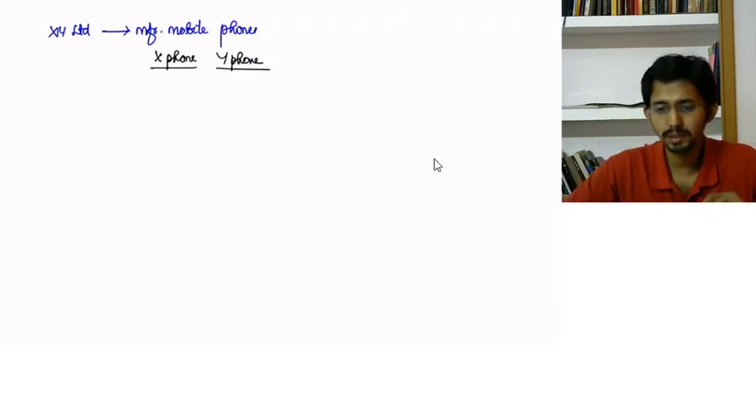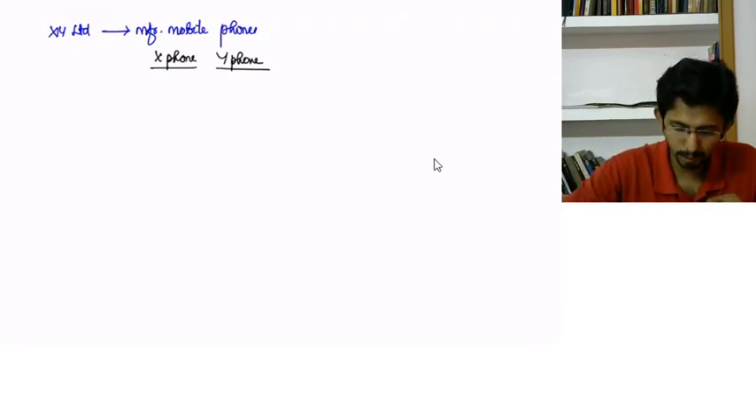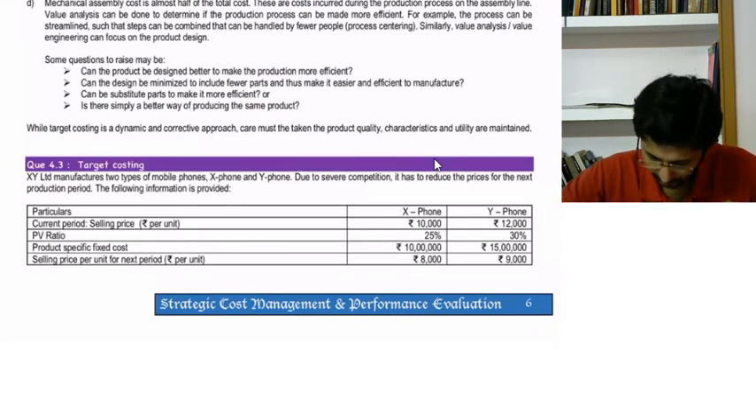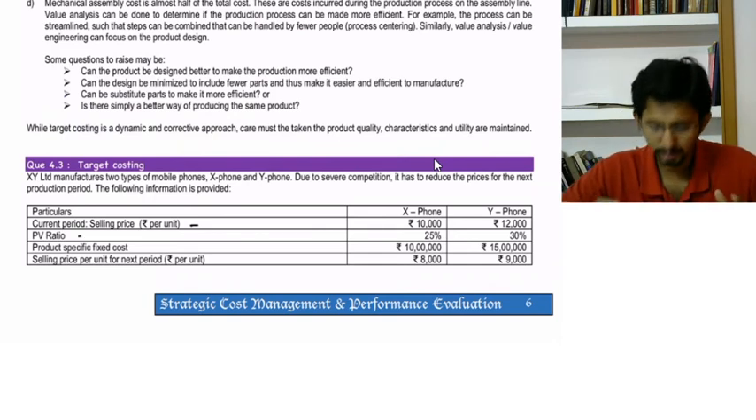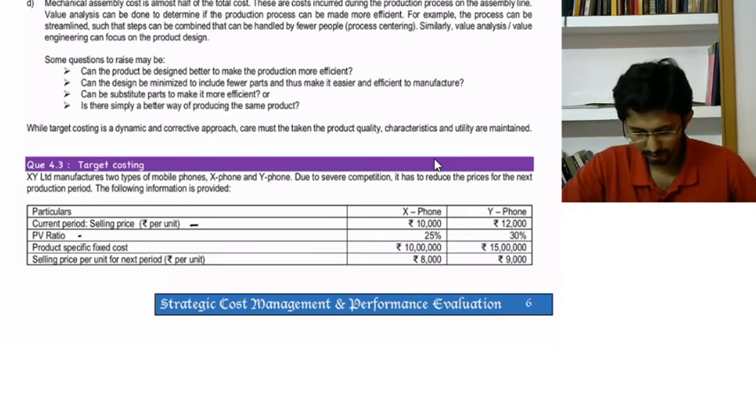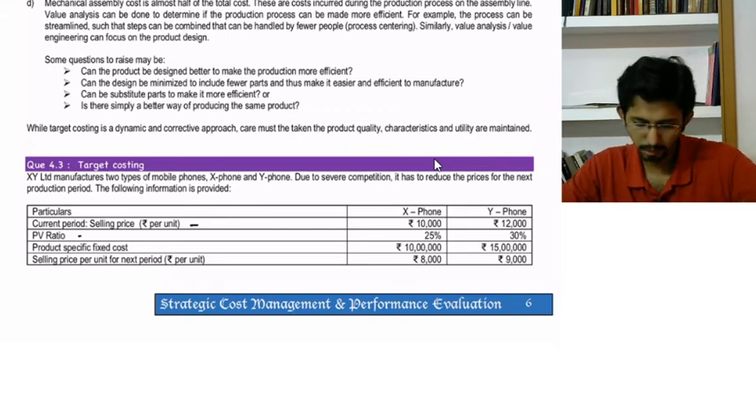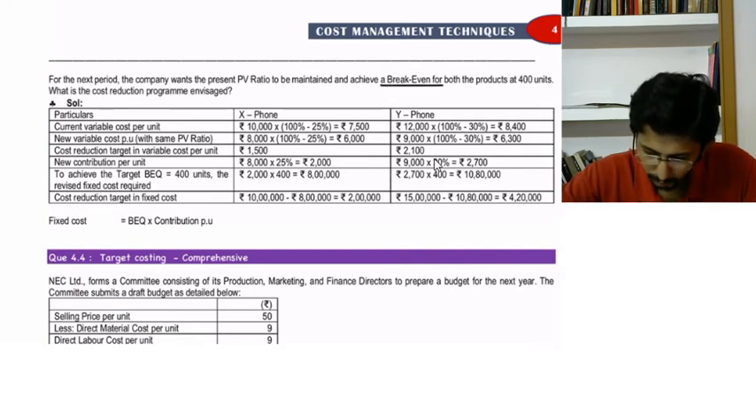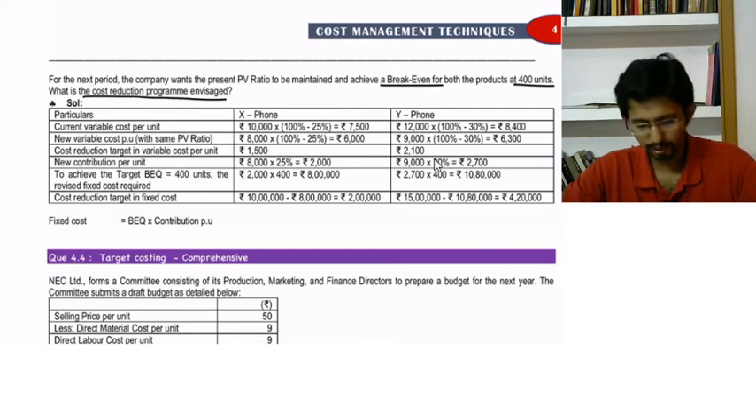Okay, due to severe competition, it has to reduce the prices for the next production period. The following information is provided. Current selling price is given per unit. PV ratio is available, so you can compute what is the variable cost or what is the contribution. Then product specific fixed cost is given. Then selling price per unit for the next period is also given. The requirement is that for the next period, the company wants the same PV ratio to be maintained and to achieve a break-even for both the products at 400 units. What is the cost reduction program envisaged?